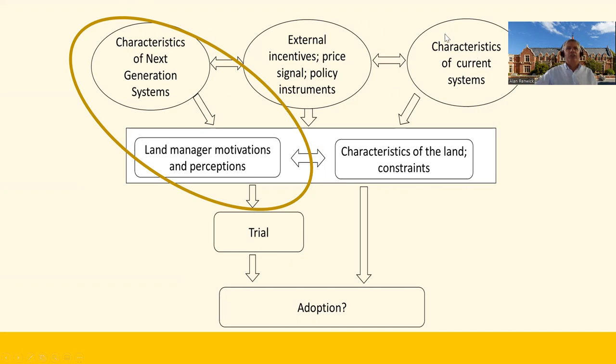Within our overall framework, our idea about whether or not a new system will be adopted will depend upon how well this new system compared to the old system. Basically, it enables farmers to react to external incentives, price signals, policy instruments, etc., in the sense of how well it fits with what they want and what their land can do, the capability of their land. And if the characteristics fit very closely with this and match their land, then we're likely to lead to adoption as well. So this was a key driver of what we were looking at in our analysis.